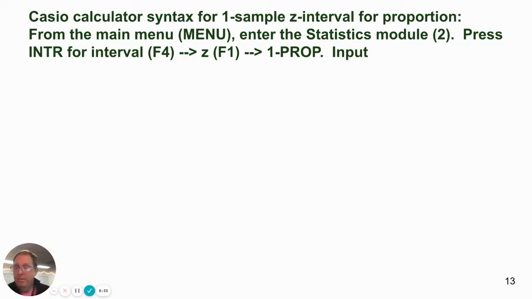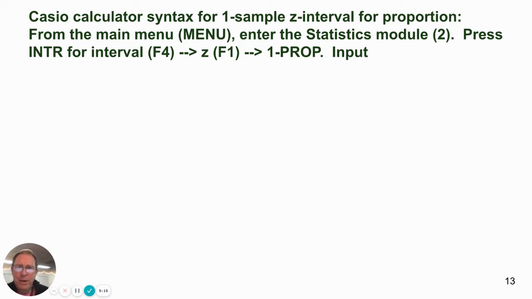Now, take out your calculator. I'm going to walk you through this right here. I'm going to give you the calculator syntax for the one sample Z interval for proportion. First of all, from your main menu, enter the statistics module. That's module number 2. Press INTR. That's for interval. That's F4. Press INTR or F4 for interval. Now, what type of interval? It is a Z interval. So hit F1, Z interval. And what type of Z interval? It's a one proportion Z interval.